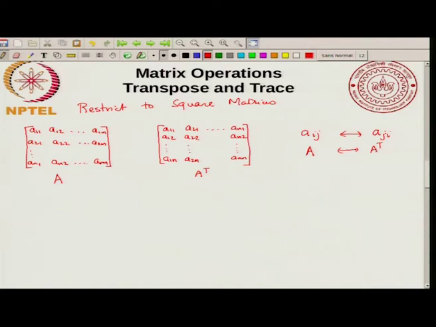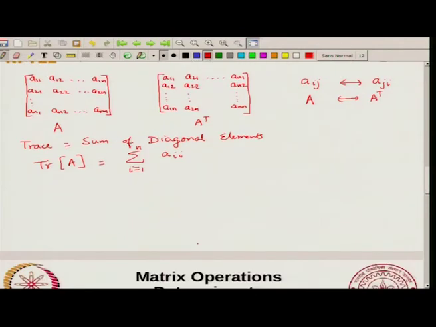The next thing is called the trace. Trace of a matrix, again we will restrict to square matrices, is equal to the sum of diagonal elements. So trace of A is equal to the sum over i equal to 1 to n of Aii. This trace sometimes plays a role in various operations. So these are some basic matrix operations.